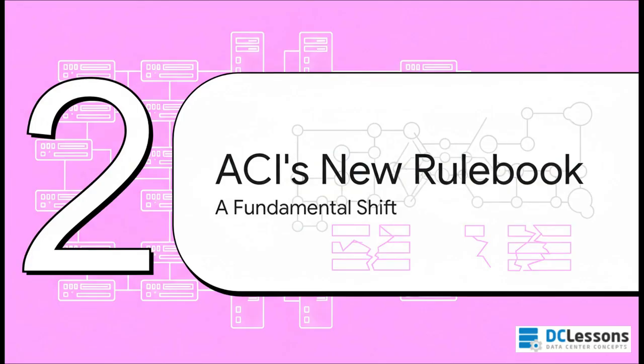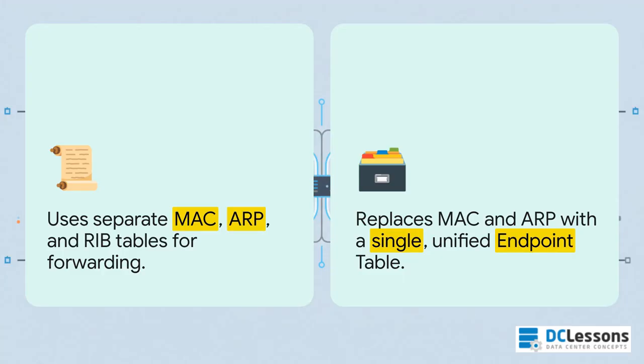So, what's ACI's big idea here? It pretty much takes the old networking rulebook and tosses it right out the window. It completely changes how network information is gathered and stored, leaving behind all those separate tables we're so used to. This is the absolute core of that shift. In the old world, you had your MAC address table over here, your ARP table over there, your routing table somewhere else. ACI says, nope, let's get rid of all that.